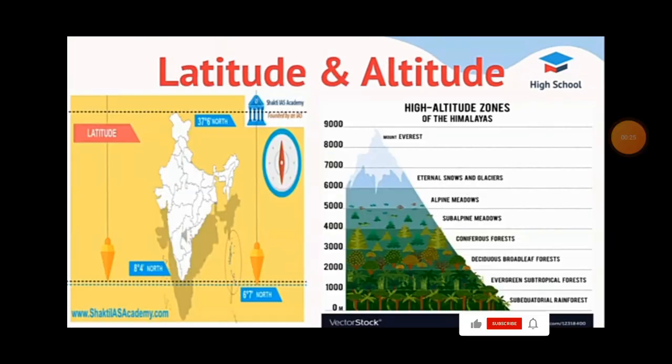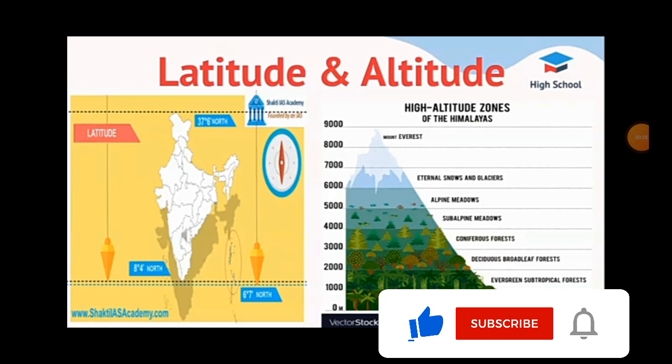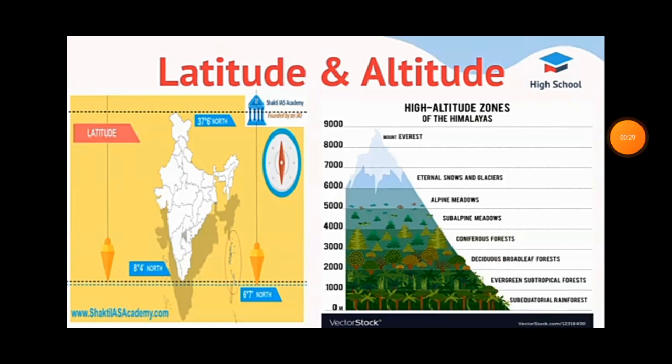Latitude. On the world map, humans drew some imaginary lines. Those imaginary lines are called latitudes and longitudes. Horizontal lines are called latitudes and vertical lines are called longitudes.